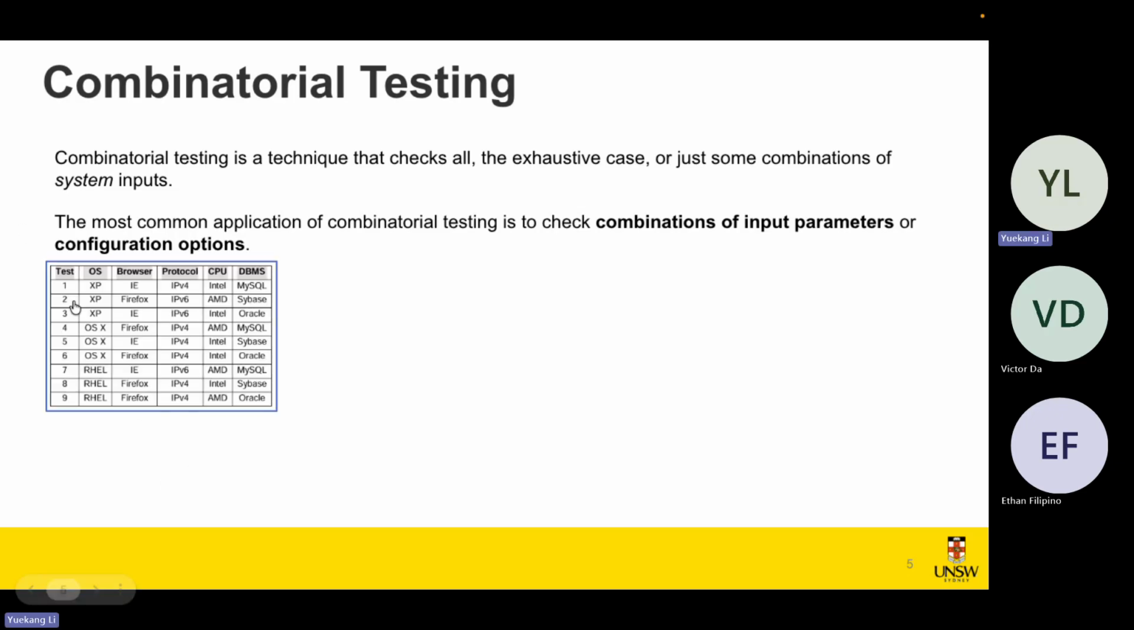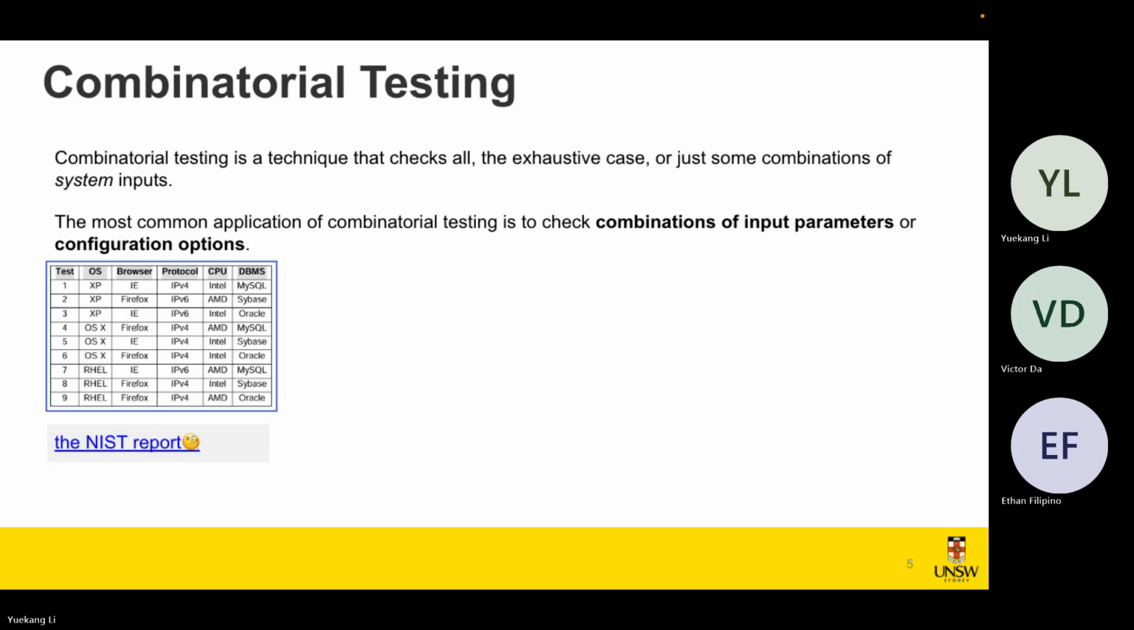And actually, this is a typical test suite of combinatorial testing. You can see that we are testing different configuration options here, right? We are testing the selection of different operating systems. We can test different browsers, protocols, CPUs, or DBMS. And you can see IE inside the browser, so you know that this screenshot is very old, because IE is outdated, right?